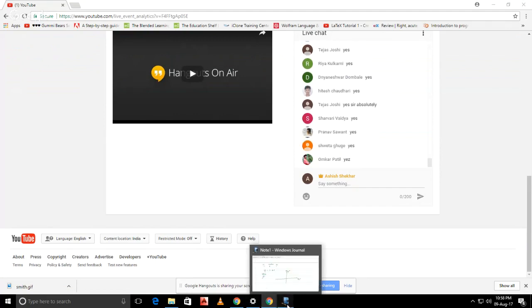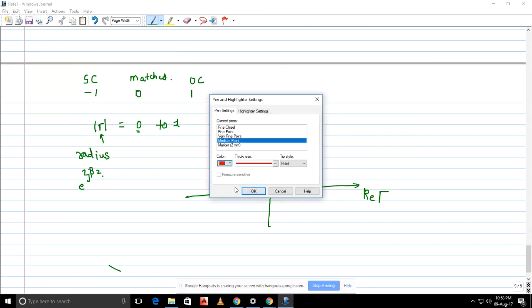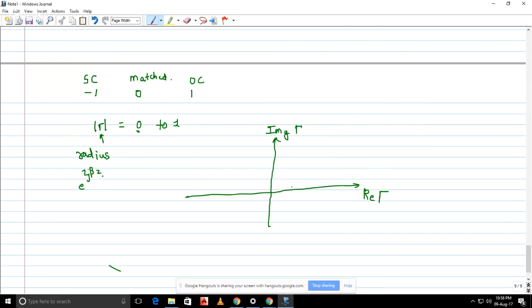Yeah, good. Thank you. So what we will do is I will plot with a radius of 0. If I plot a radius of 0, where the circle will come exactly? I'll plot it with some other color. So if you plot gamma equal to 0, it will be this. So this is the center of the chart, or the center of the gamma plane, where radius is 0. And when gamma is equal to 0, the load is matched. So this point I can call the matched point. Everyone agrees? This point is called the matched point.